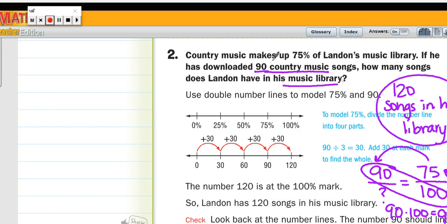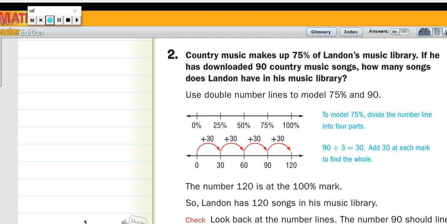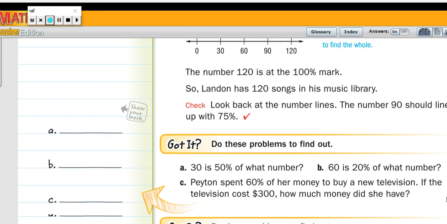I want you to go ahead and take a moment here at the bottom of the page, and I want you to complete the got it questions. Once you've completed it, go ahead and resume the video.